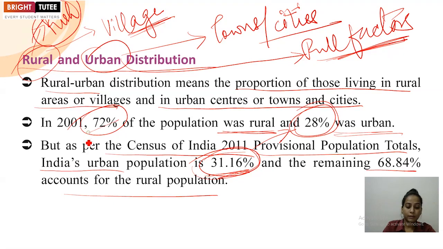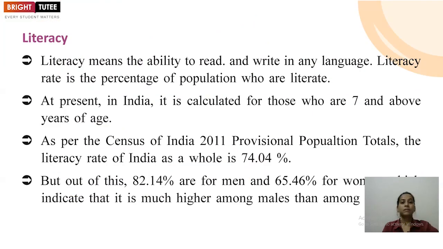So earlier it was 72, but now their number has decreased. The percentage has decreased. So here we can see how the population is divided, and on what factors, and how the structure of the society has been formed between rural and urban areas. Clear? The next factor of social demographic structure we are going to take, that is literacy.